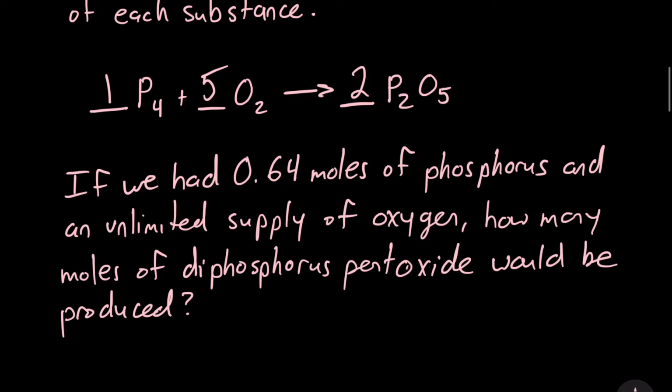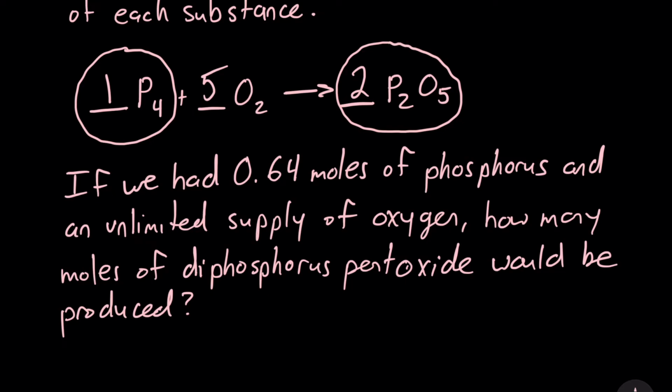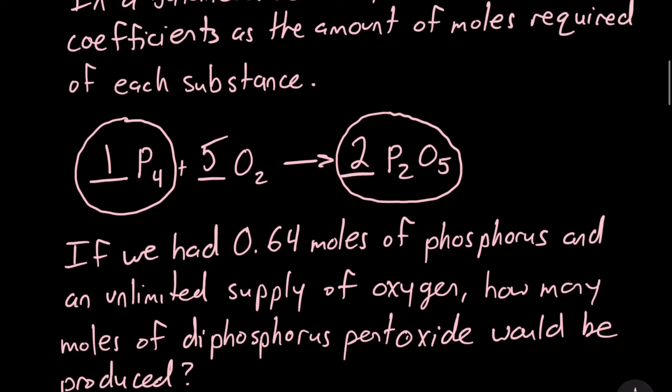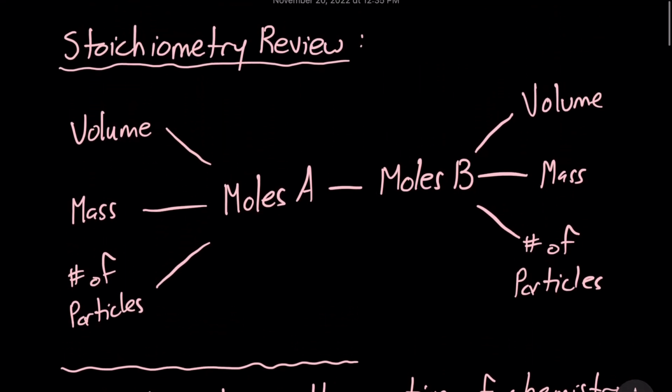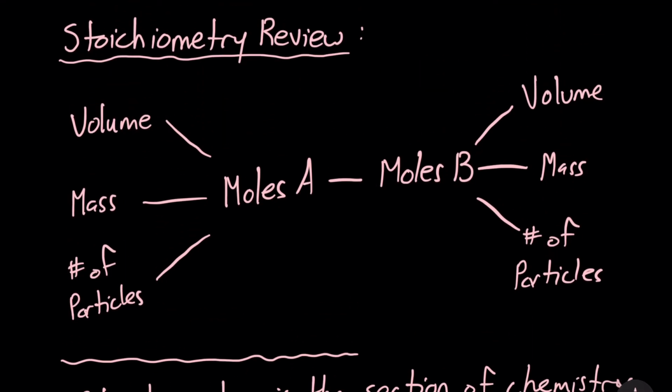Okay, so we already know moles of phosphorus, and we are trying to figure out how many moles of diphosphorus pentoxide is produced. So I'm just going to scroll up to our flow chart really quick and draw out what we're going to do. So we know moles of one substance, and all we are doing is we are going to moles of the next. So we just have one conversion to do. So let's scroll back down after I'm done erasing here.